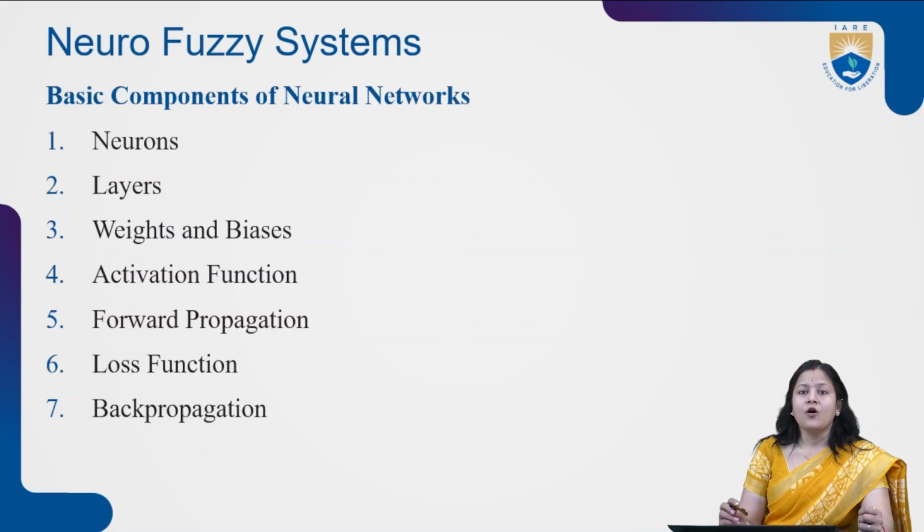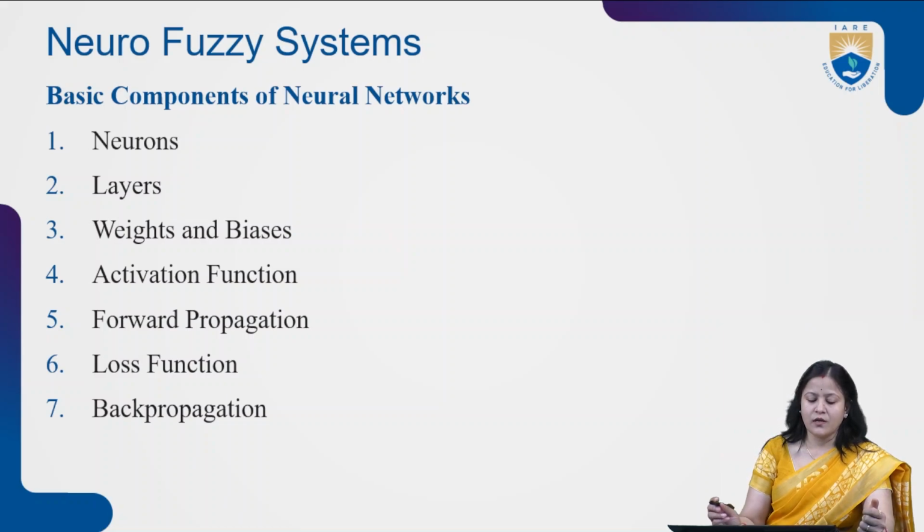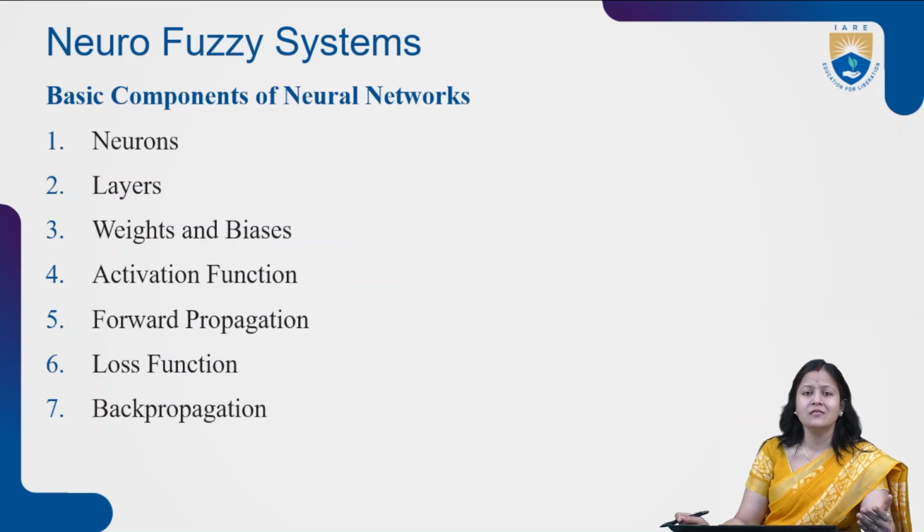These are the various components of neural networks: the neurons, where each node is called a neuron, as I have already discussed in this video. Next are the layers, weights and biases, activation function, forward propagation, loss function, and backward propagation. Why am I discussing all these points? If you understand the concept of neural networks, then it will be easy to understand the Neuro-Fuzzy system.